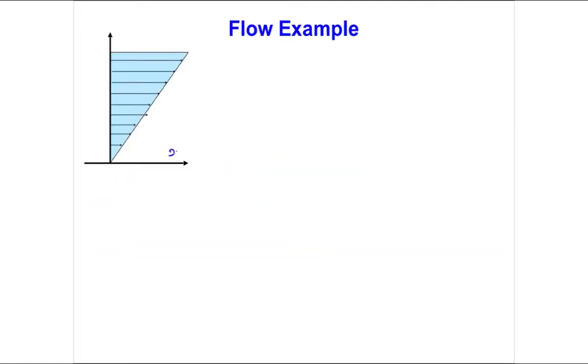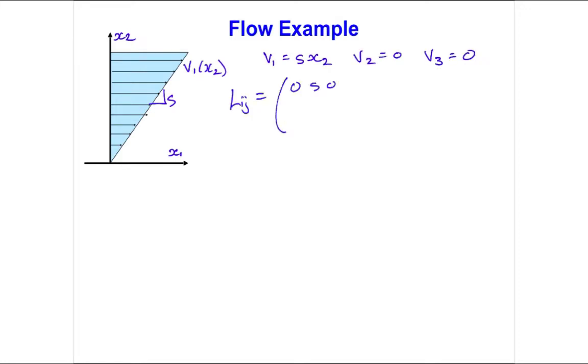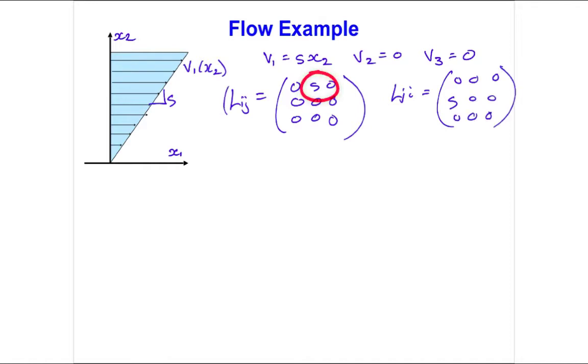As our final piece of review before introducing the derivation of the continuity equation, let's revisit an example of flow, of a Couette flow where the velocity v1 is s x2 and the other two components are zero. So the velocity gradient tensor has just one s in the 1, 2 position, and its transpose has just one s in the 2, 1 position.